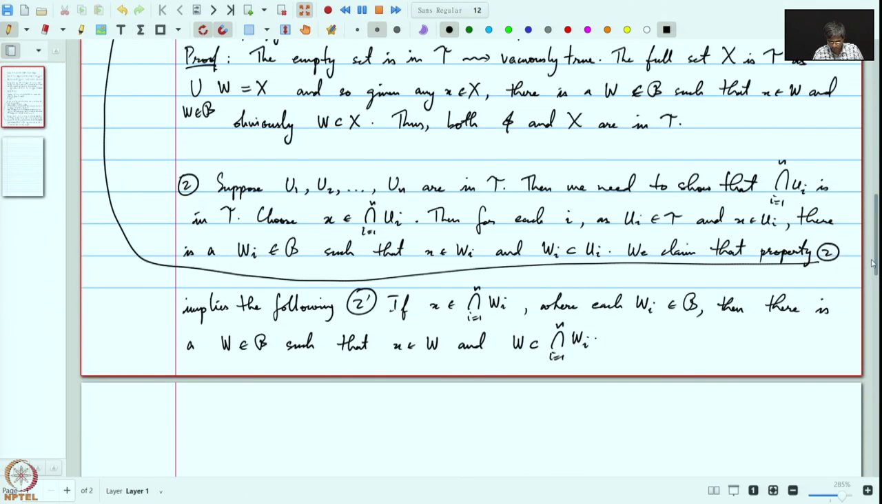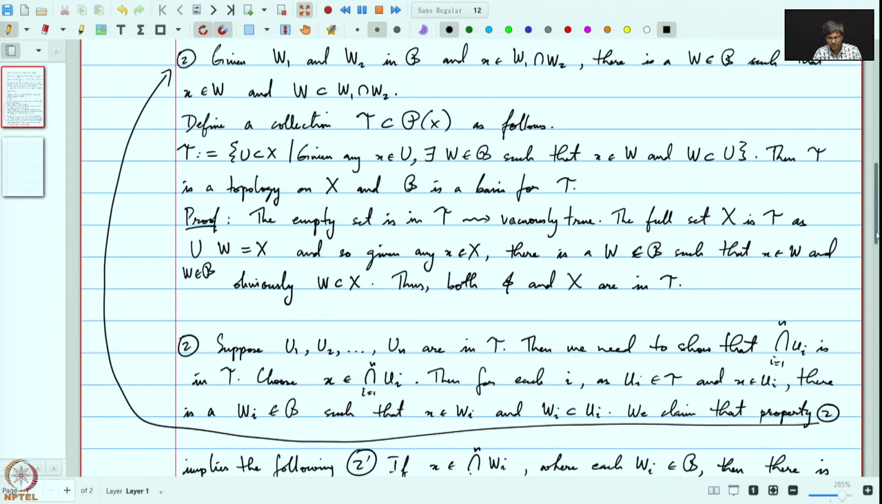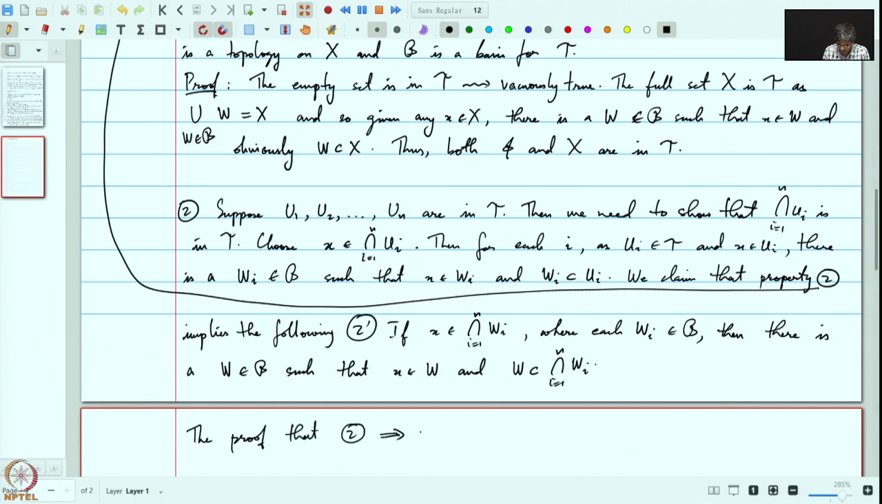So note that this property 2 is the same as 2 prime when n is equal to 2. However, using an easy induction argument, we get 2 implies 2 prime. So the proof that 2 implies 2 prime is left as an exercise. The hint is to use induction.